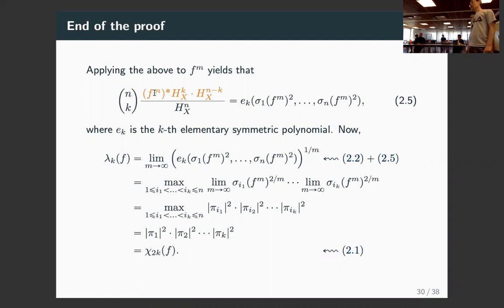So the right side can be written as this elementary symmetric polynomial in terms of the singular values of f to the m. Here the sigma i are singular values of f, because f is an automorphism. If we embed f into the automorphism ring and then tensor with C, we get some complex matrices, and the singular values are just the corresponding singular values of those matrices.